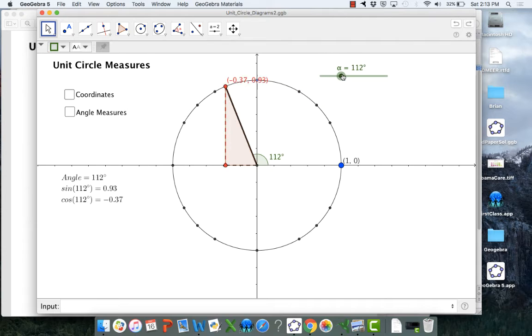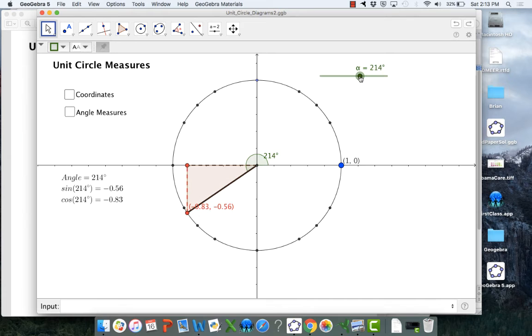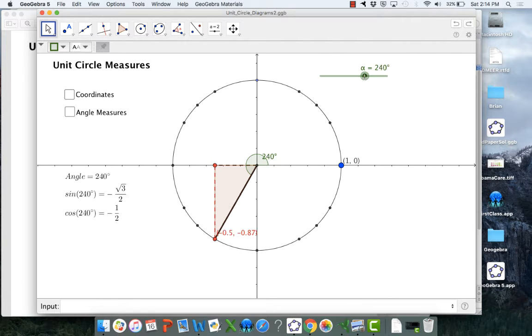Now at 120 degrees, we can see that the cosine is negative 0.5, and the sine remains positive 0.87. If we continue rotating around until we get to this angle right here, 240 degrees, we again have the same absolute values for our sine and cosine, but now both are negative. The sine is the y value of negative 0.87, and the cosine is the x value of negative 0.5.